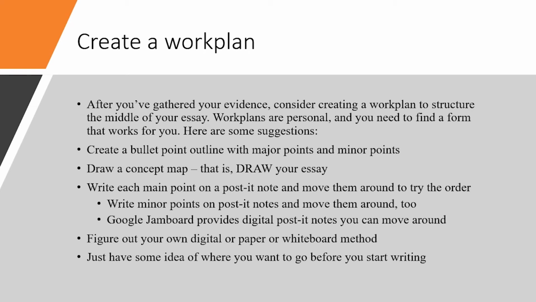I would also point out that you can do this by using physical post-it notes in different colors. You can also use Google Jamboard, which provides digital post-it notes you can move around. You can also use different colors on it. So if you keep each main point and the minor points that belong to it on the same color of post-it note, then you will arrive at some kind of organization. You can also figure out your own digital or paper or whiteboard method.